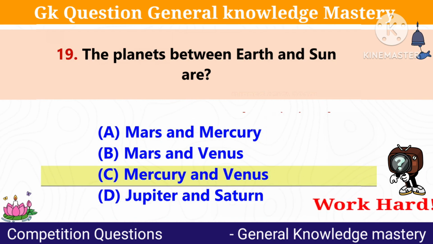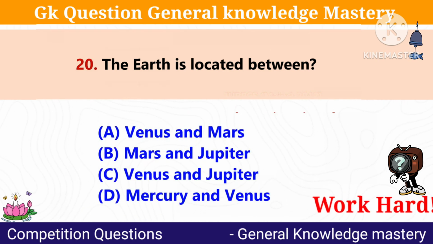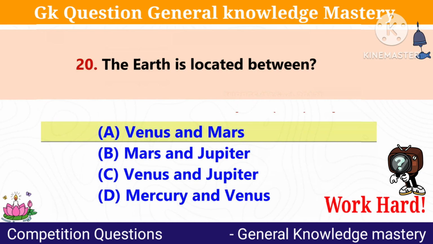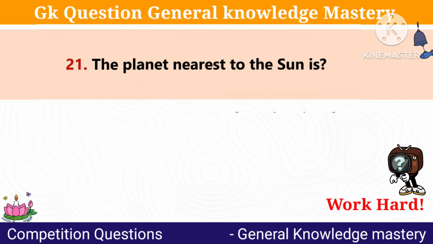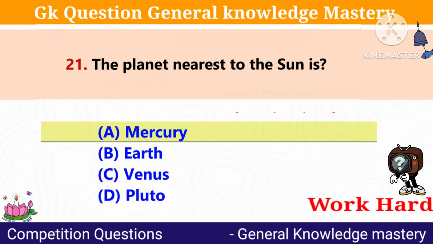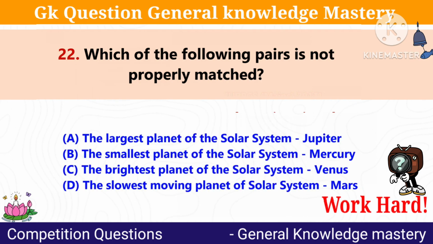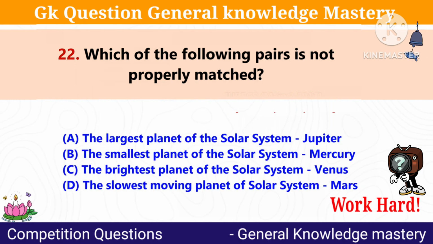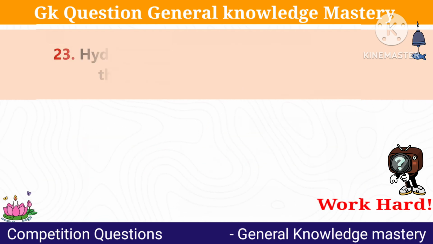The planets between Earth and Sun are? Answer: Mercury and Venus. The Earth is located between? Answer: Venus and Mars. Question 21: The planet nearest to the Sun is? Answer: Mercury. Which of the following pairs is not properly matched? Answer: the slowest moving planet of our solar system, Mars.